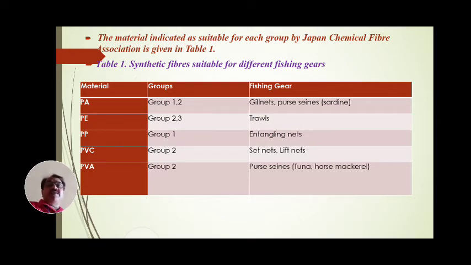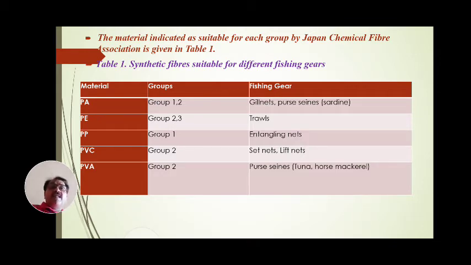First, the material which is suited for each group of net used to manufacture and fabricate the gear is indicated by the Japan Chemical Fiber Association, and these are given in this table. Table 1: materials polyamide, polyester, polyethylene, polyvinyl chloride, and PVA.